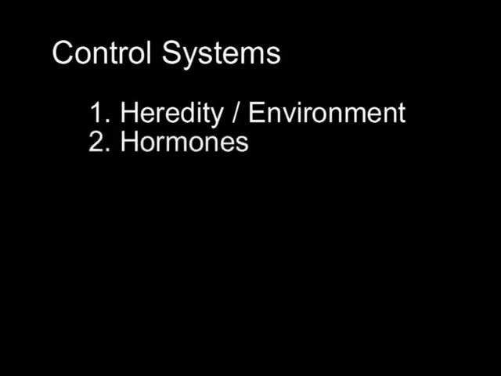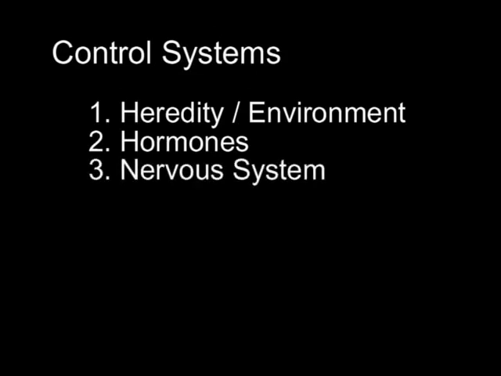The second system is hormones. The hormones of the endocrine system serve to control the tissues and organs in general. Vitamins have a similar role. Both hormones and vitamins are chemical substances required only in small quantities. The third is the nervous system. More precise and immediate control of the structures of the body is carried out by the nervous system.